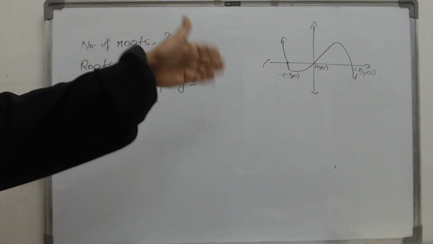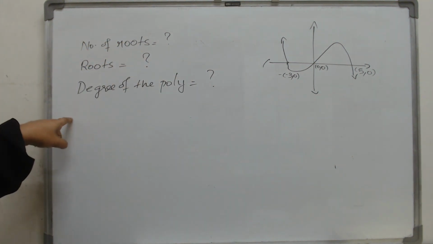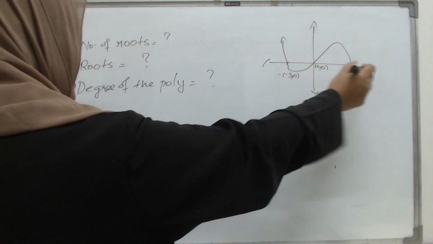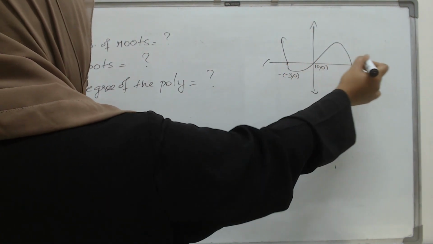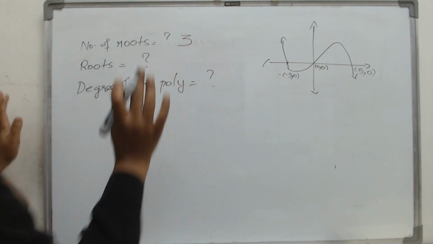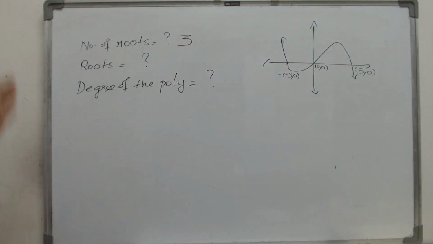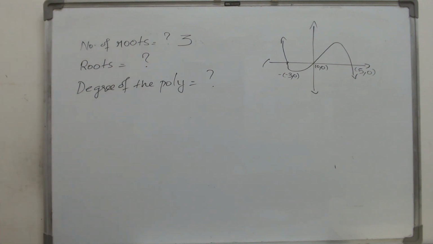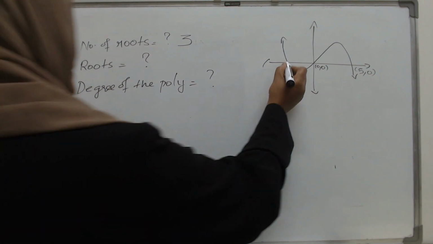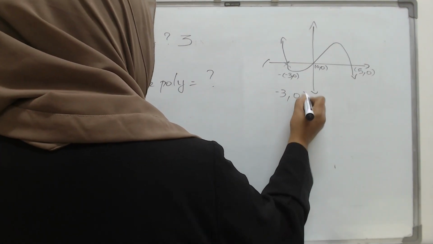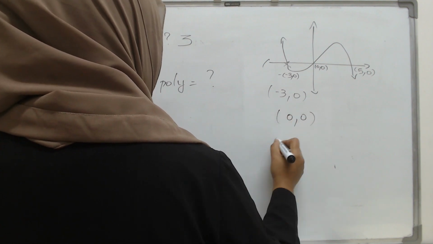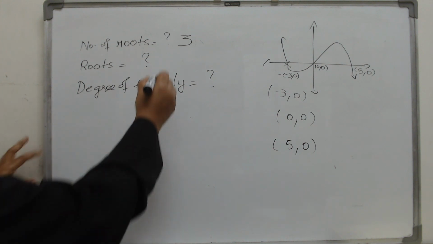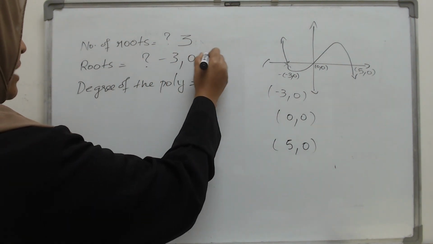Now, can you look at this picture and answer these questions? How many roots? How many times do you see the figure touching the x-axis? 3 places. 1, 2, 3. So your original polynomial, you don't know what that polynomial is, but for sure you can know that it has 3 roots. Then what are those roots? Look at the places where it has touched. One is (-3, 0), the other is (0, 0), and the other is (5, 0). So the roots are -3, 0, and 5.